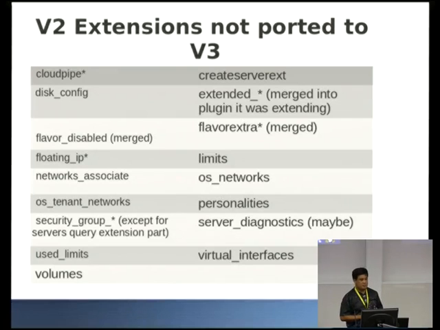And then there's others like personalities, which there's alternatives with, like the cloud init stuff now, so you don't need it anymore. And it's always been a bit of a security issue. Some of the limit stuff has been rolled into quotas because we're reporting the same information through two different areas, and so it's been amalgamated into one.